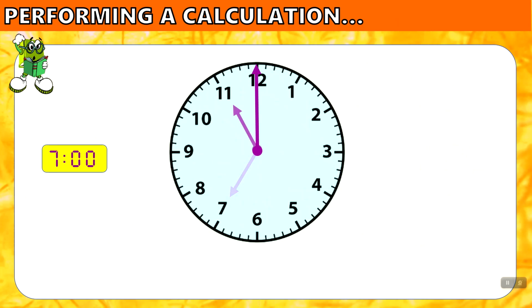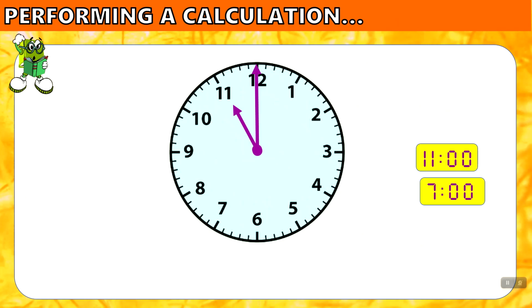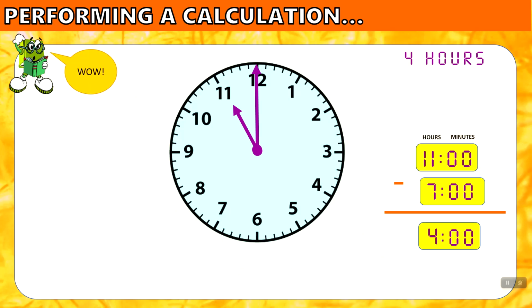From 7 o'clock to 11 o'clock, how do we perform the math? Well, all we do is we start at the last time, 11 o'clock, and we subtract the beginning time, 7 o'clock. And we see that 0 take away 0 in terms of the minutes gives us 0. And if we subtract 7 from 11, this gives us 4. And so from 7 o'clock to 11 o'clock gives us 4 hours.